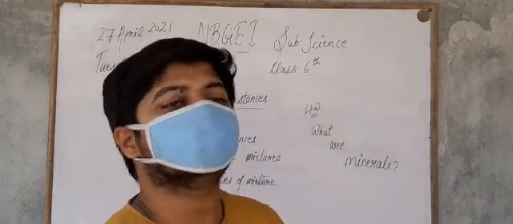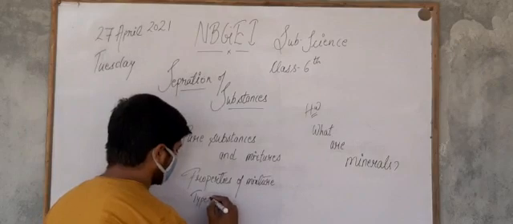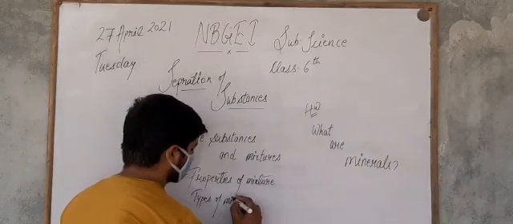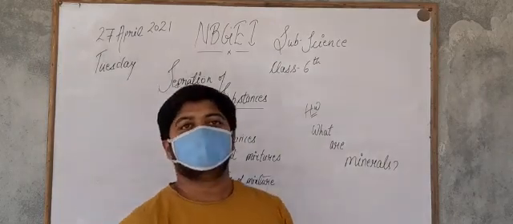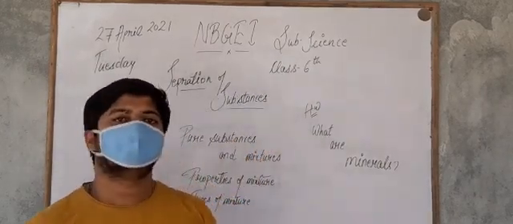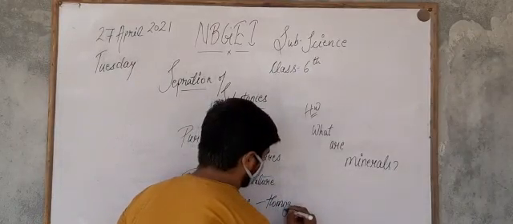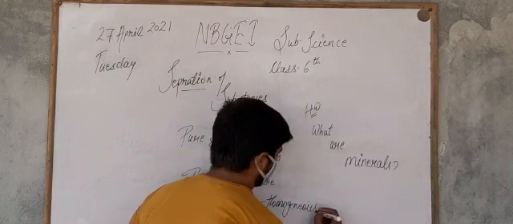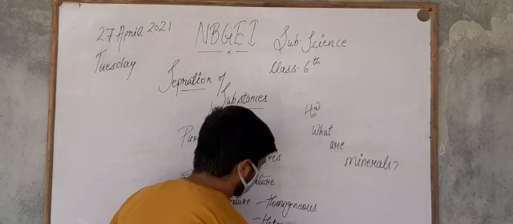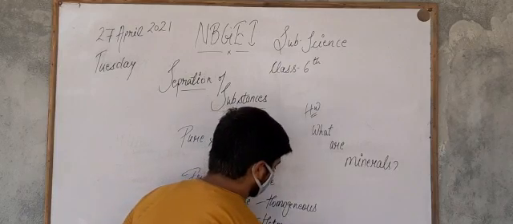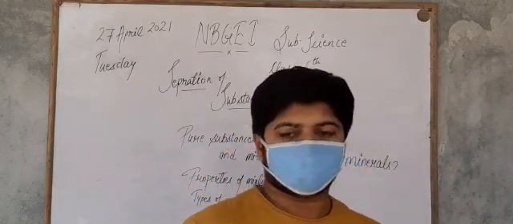Now our next point is types of mixtures. What types of mixtures are there? The first type is homogeneous and the second is heterogeneous. Homogeneous and heterogeneous mixtures. Okay, let's talk about the homogeneous.